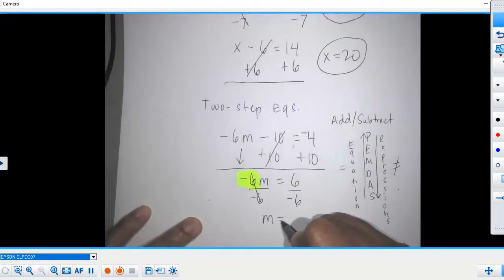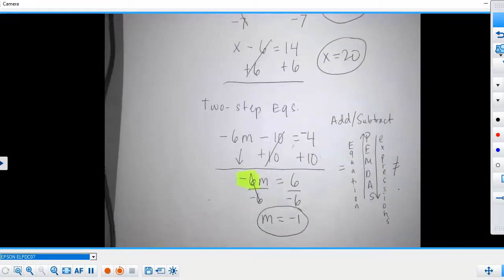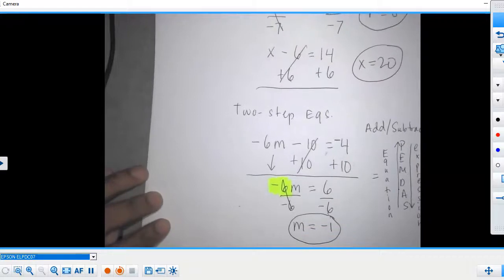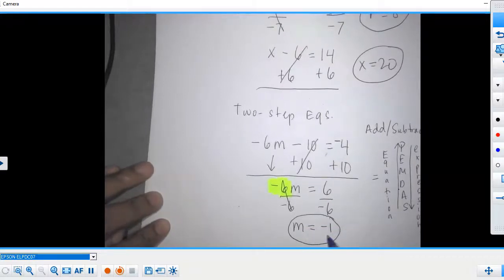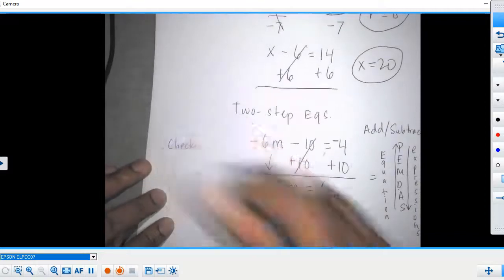So m is equal to -1. All right, and then of course we can prove or disprove. So we're going to go over here. Let me grab another color. Since m is equal to -1, when I go back to this equation, I'm going to plug a -1 right here. So I'm going to do my check over here to the side.